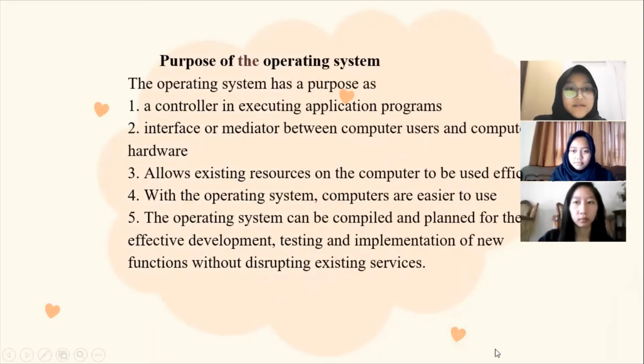Purpose of the operating system. The operating system has a purpose as: 1. A controller in executing application programs. 2. Interface or mediator between computer user and computer hardware. 3. Allows existing resources on the computer to be used efficiently. 4. With the operating system, computers are easier to use. 5. The operating system can be compiled and planned for the effective development, testing, and implementation of new functions without disrupting existing service.